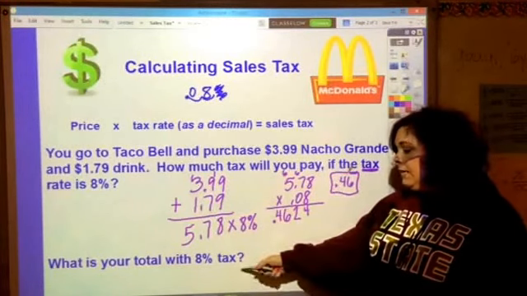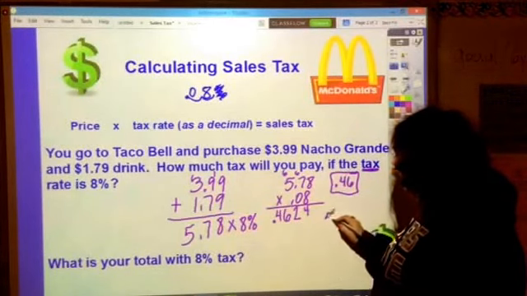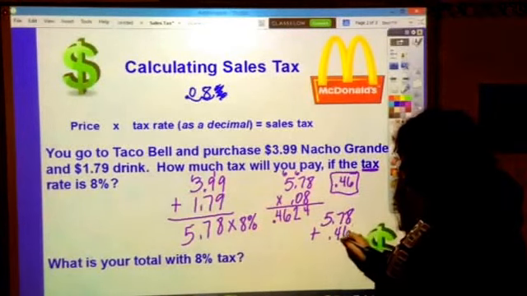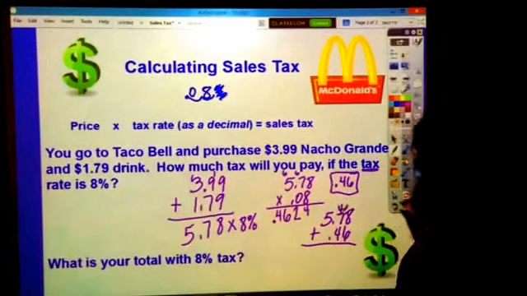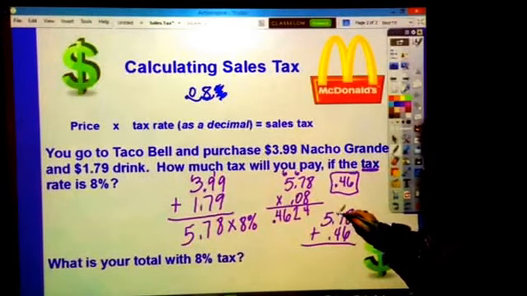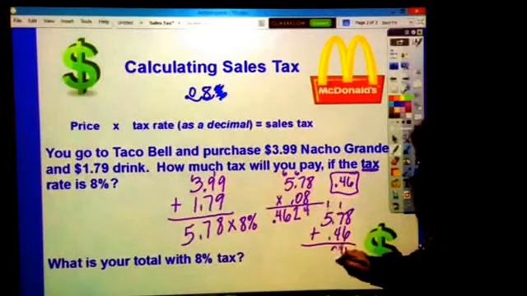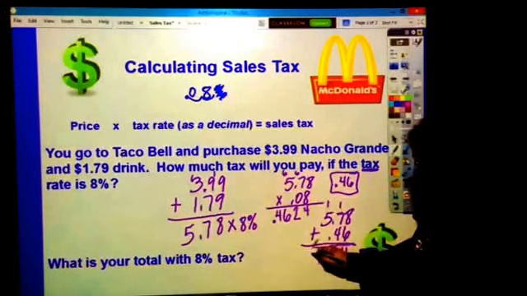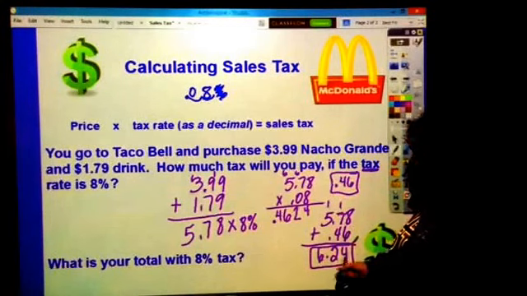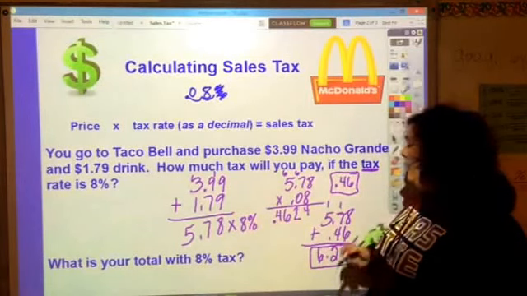Okay? But it also asks me what's my total with the 8% tax. So I would come back here and I'd go 578 plus 46, and I get, oh, I'm multiplying. No, I want to add. So 8 plus 6 is 14, and 11 and 12, and 6. So my total with tax that I would need to pay at Taco Bell for this meal would be $6.24. So this is sales tax and how you apply it.